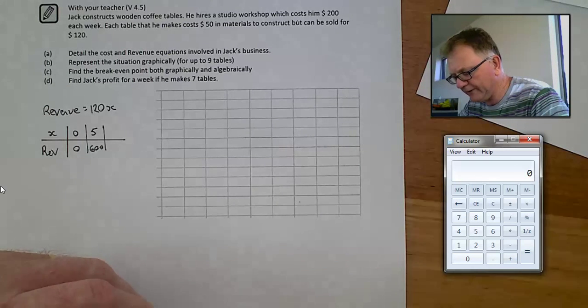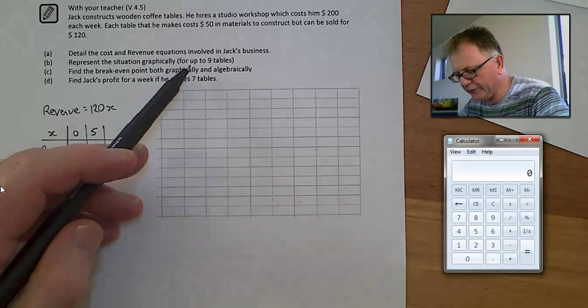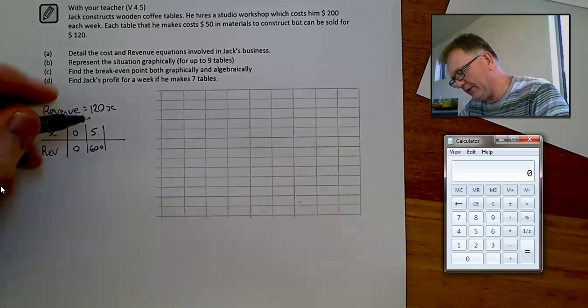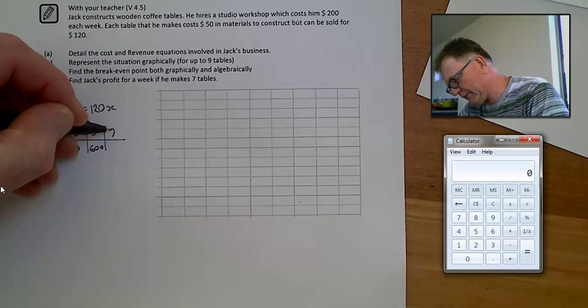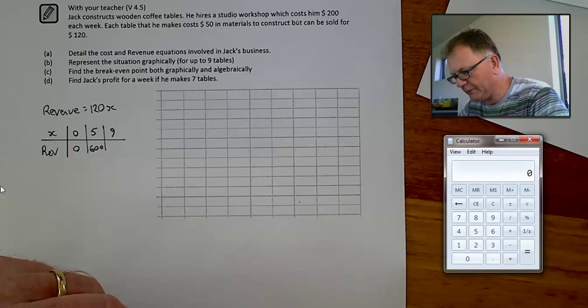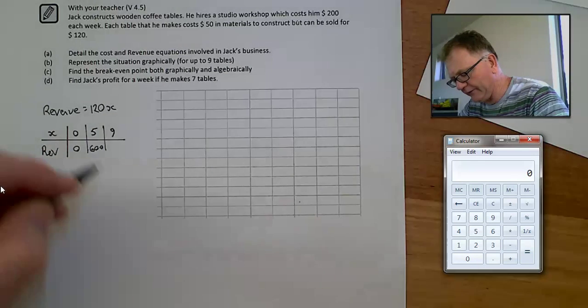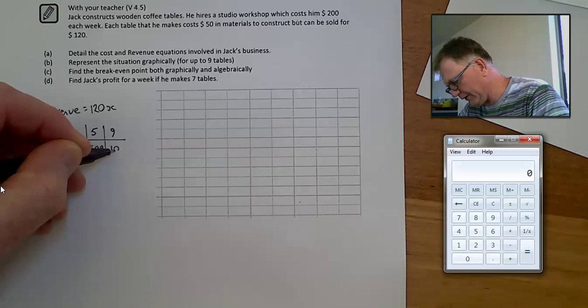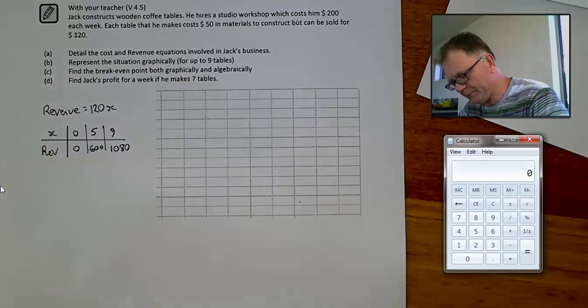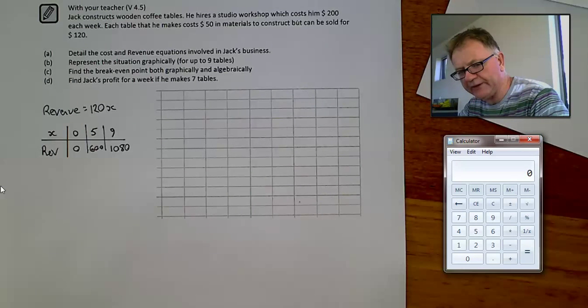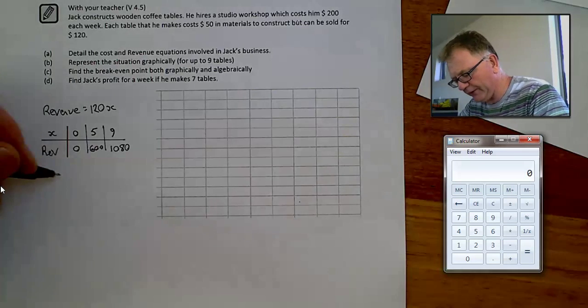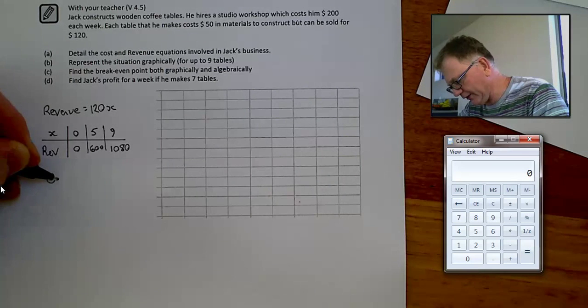And it asks us to draw this graph up to 9 tables, so if he makes 9 tables, the amount of revenue he makes will be 9 times 120. I've done that beforehand. Works out to be $1,080. That's the revenue. Now we'll graph that in just a moment, but we're also asked to think about the cost equation.